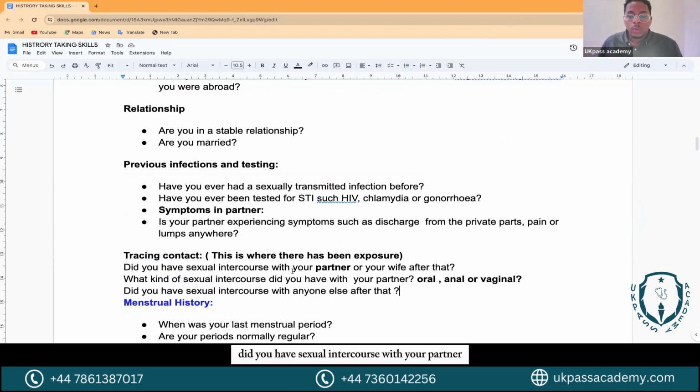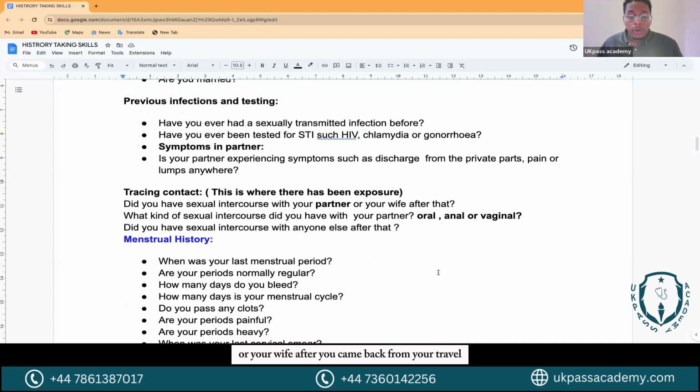Did you have sexual intercourse with your partner or your wife after you came back from your travel? What kind of sexual intercourse did you have with your partner? Was it oral, anal, or vaginal? And did you have sexual intercourse with anyone else after that? This is a very important part of sexual history. You need to do contact tracing.